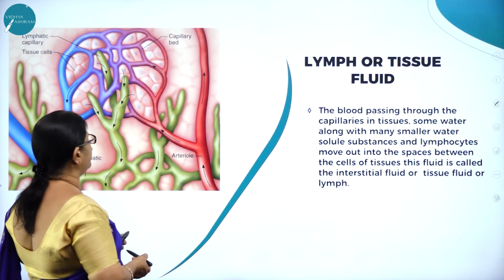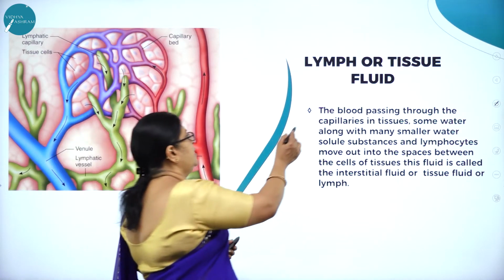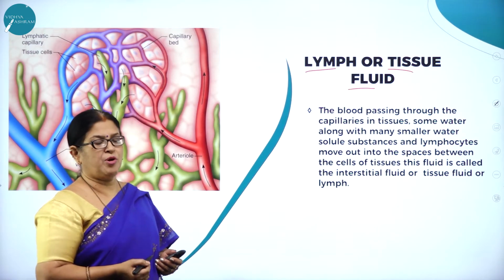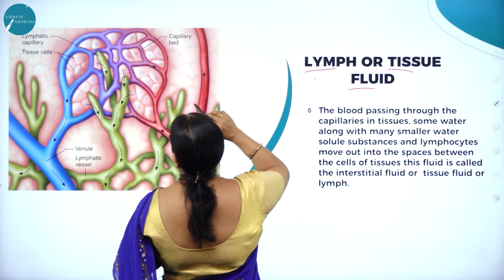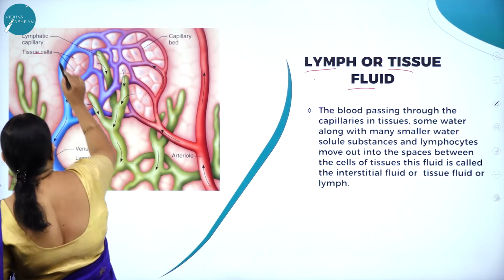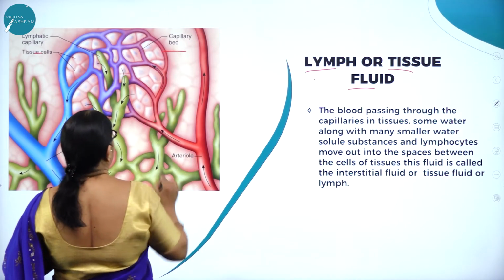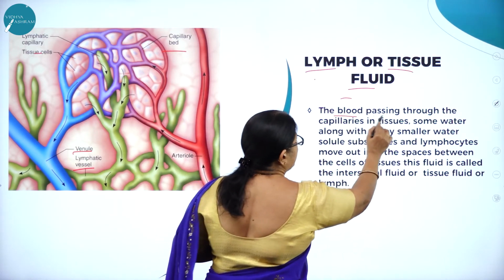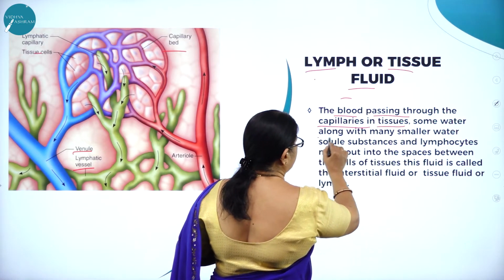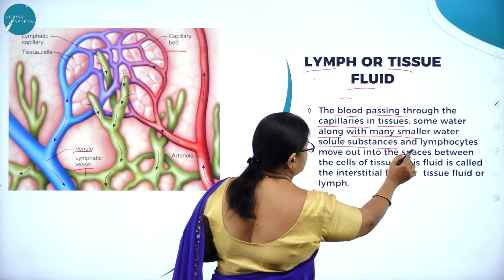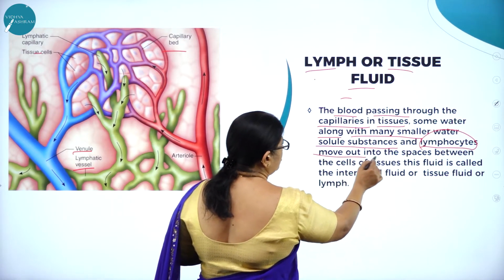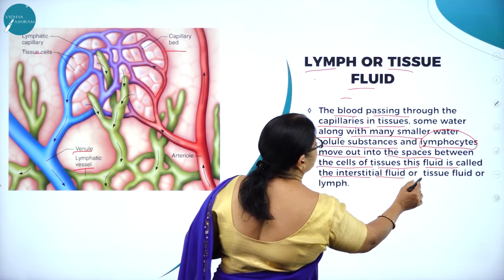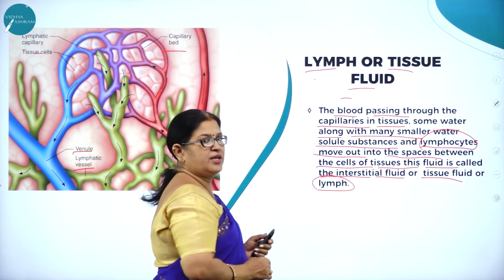Now, moving on to the next very important tissue called lymph or tissue fluid. As I said, along with blood, there is one more fluid found in the body, and that is called lymph. Here you can see the lymphatic capillaries, the vein, lymphatic vessels, and capillary bed. So what is lymph or tissue fluid? The blood passing through the capillaries in tissue, some water along with many smaller water-soluble substances and lymphocytes move out into the spaces between the cells of the tissues, and this fluid is called the interstitial fluid or tissue fluid or lymph.